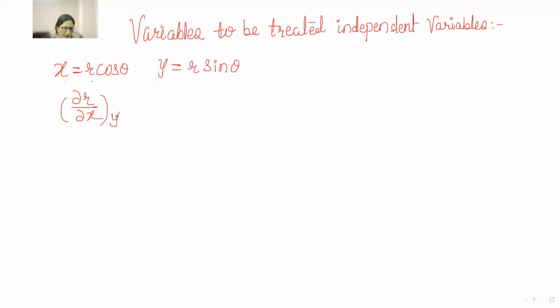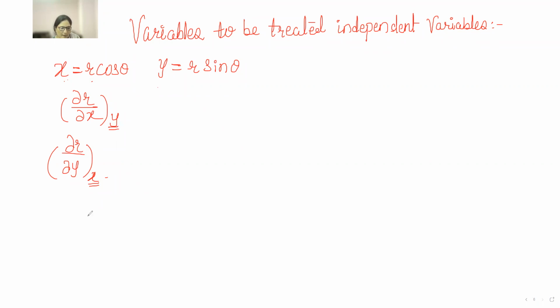where y is treated as a constant term. Partial derivative with respect to y, treating x as independent, is treated as a constant, and it is denoted by dou r by dou y keeping x constant. Here x is independent and here y is independent.